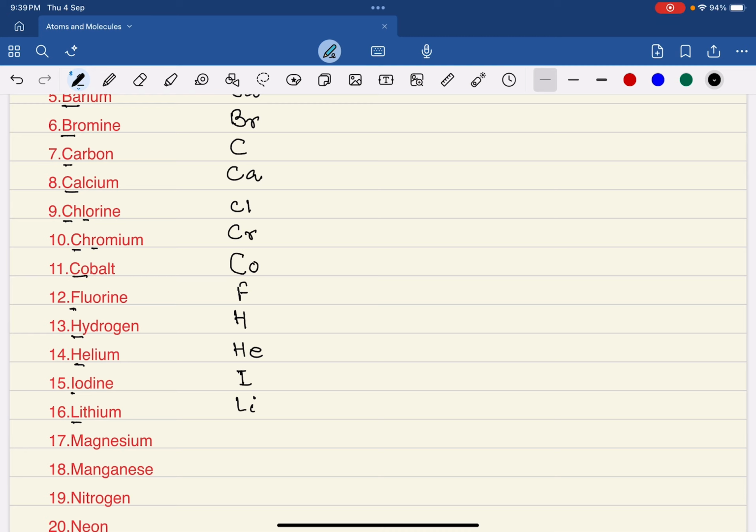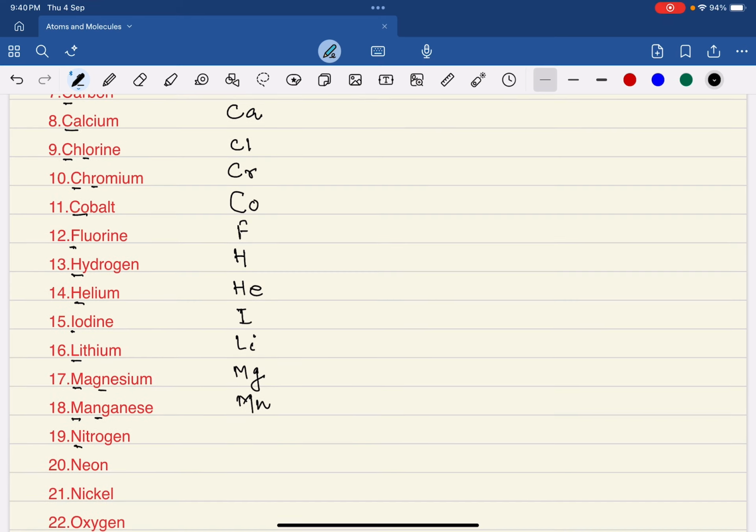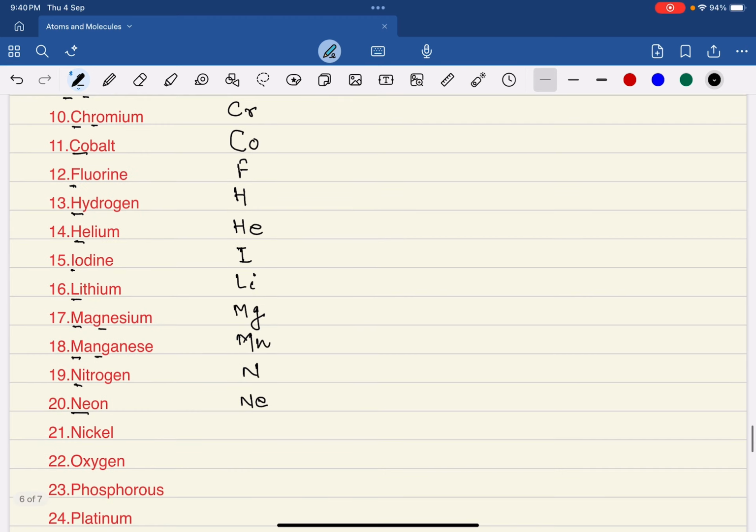In case of magnesium, the first and third letters are used, Mg. In case of manganese, the first and third letters are used, Mn. In case of nitrogen, the first letter is used, N. In case of neon, the first two letters are used, Ne. In case of nickel, the first two letters, Ni.